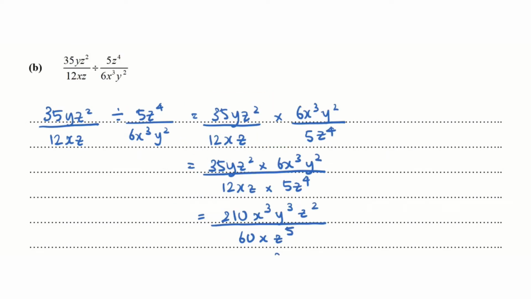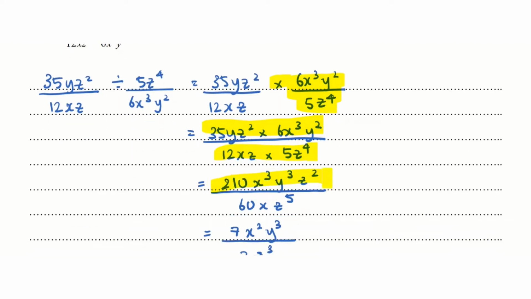Next, we want to simplify the question in part B, where we are given two fractions that are dividing by each other. So when it comes to division, we will have to flip the fraction on the right, and then after that multiply them together. So we multiply the numerator and also multiply the denominator together. Then we will get this fraction over here.